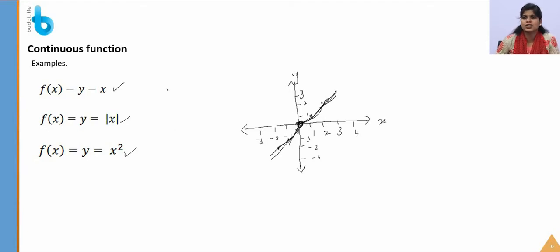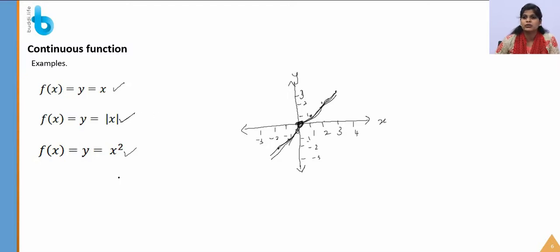Whereas if you take y equals modulus of x, that is, if y is negative, what will the x value be? If you plot this graph, again you will get a continuous graph.